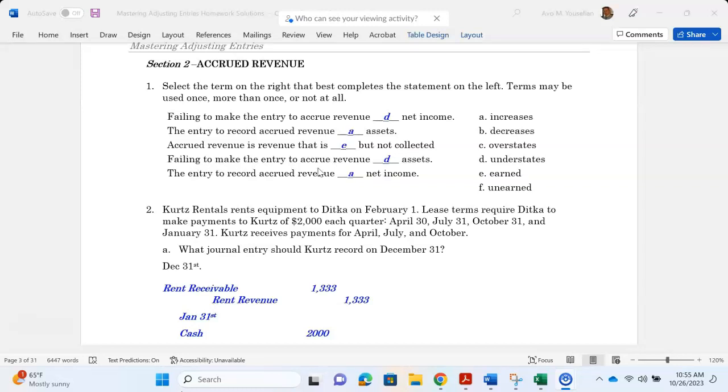Failing to make the entry to accrue revenue understates assets. Yes, if you fail to recognize accrued revenue, then you're not going to debit accounts receivable, credit revenue. If you don't do that, then accounts receivable will not increase. If accounts receivable is not increasing, that means your asset is not increasing, and that means your asset is understated.